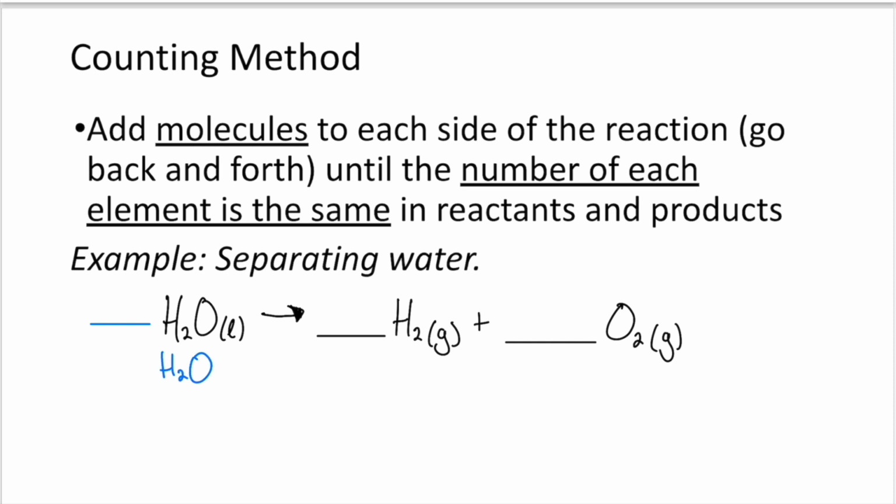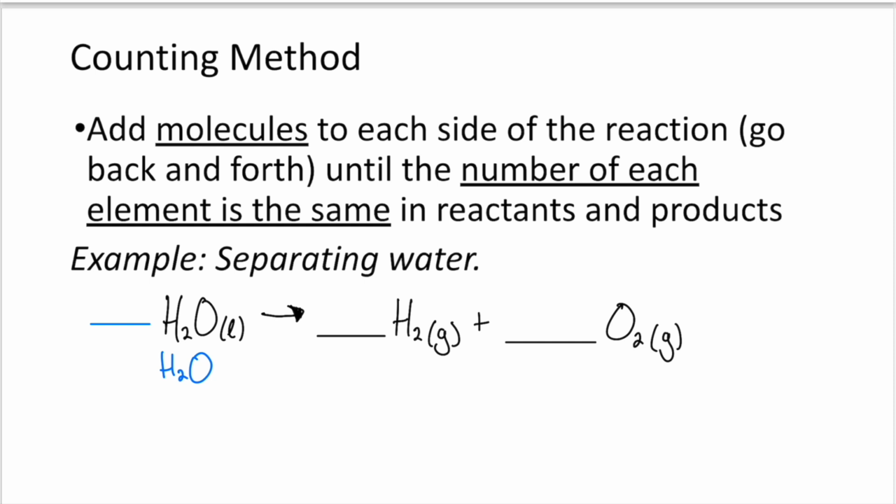Now, I can't just add an oxygen atom to this side, I have to add the entire molecule, because you can't add things that aren't already in the equation. Okay, so I can't just add an O, because I don't have just an O, I just have H2O. So now I've got 1, 2 oxygen in the reactants, 2 in the products.